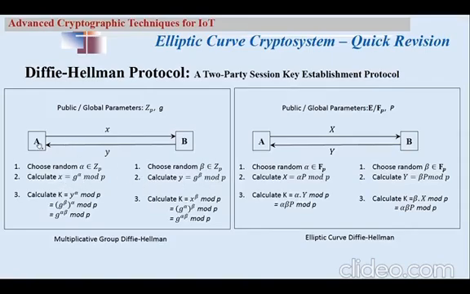And then A computes y to the power alpha, and B computes x to the power beta. As you can see, both are in fact equal to g power alpha beta. So this g power alpha beta can be used as the shared secret key K, which can be used for symmetric encryption between A and B.